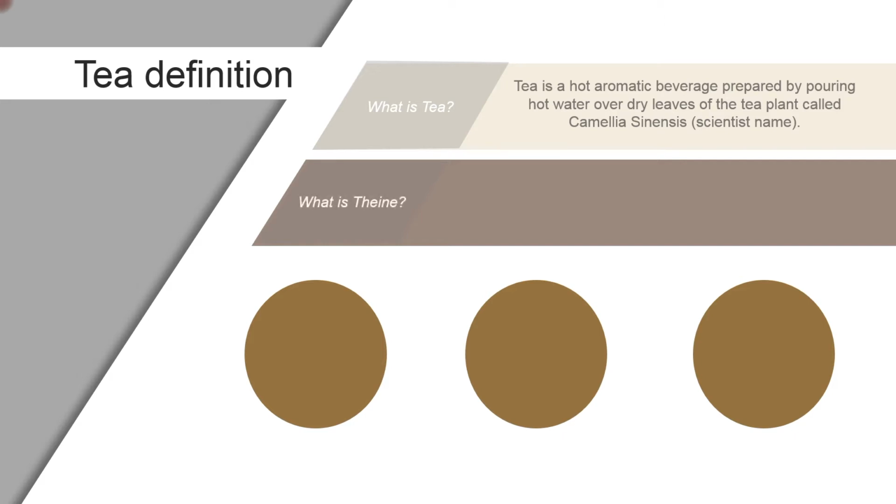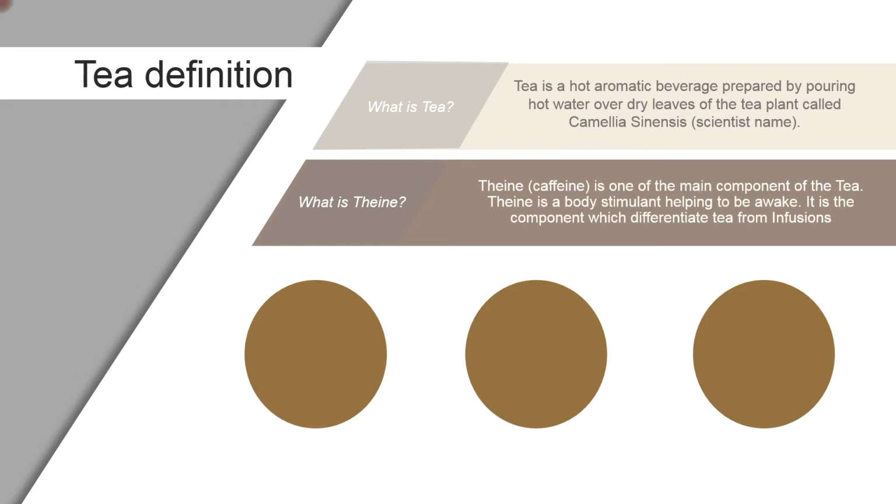What is theine? I believe you are all familiar with this term and have seen it before from other topics. Theine is caffeine, one of the main components of tea. Theine is a body stimulant helping you to stay awake. It is the component which differentiates tea from infusions.